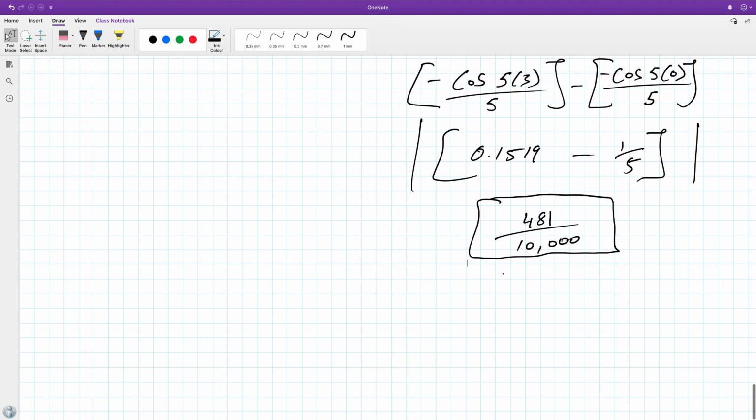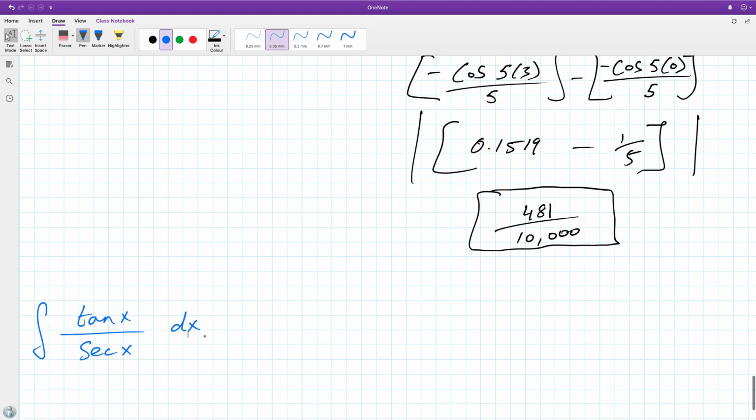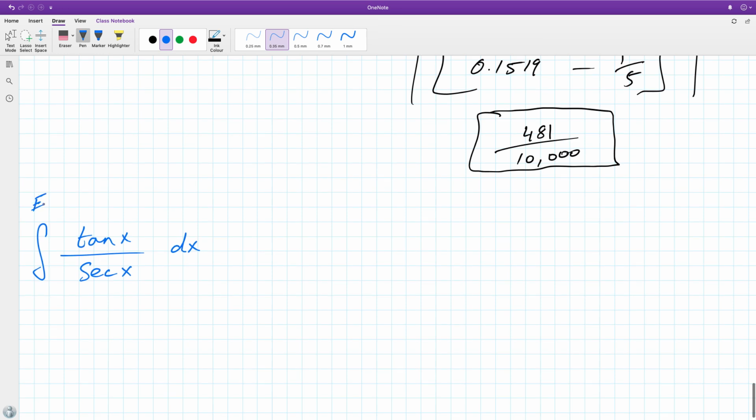Right, have a go at this one. Integrate for me the tan of x over the sec of x dx. Nearly there, guys. Only about 20 minutes left. So the tan of x over the sec of x dx.